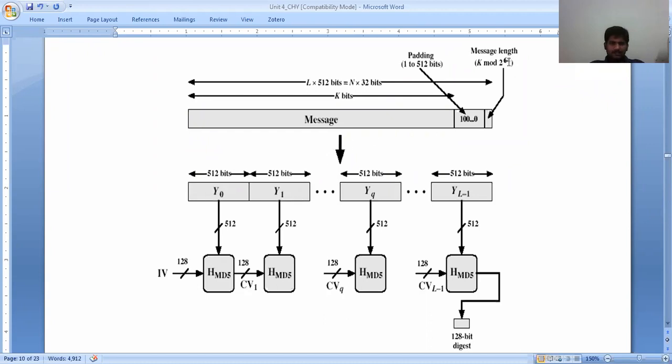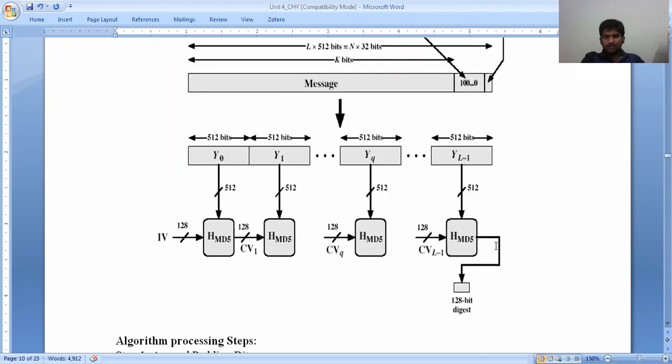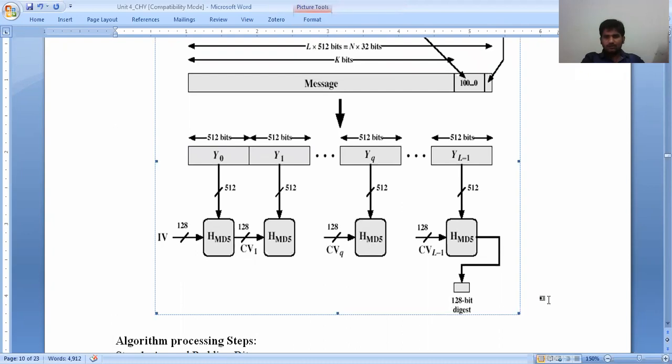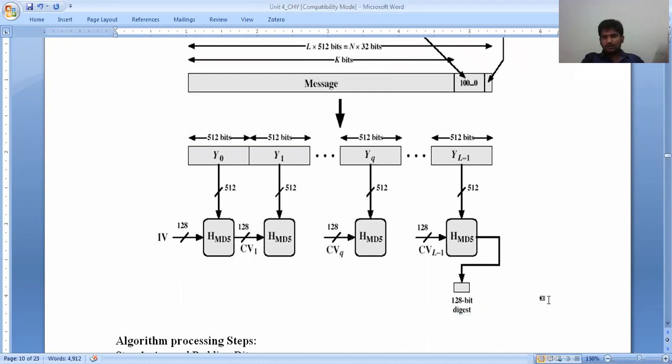Generally, once we send any message through a network, the message header, message information, and checksum, everything is added. That is the information here. Then we have 512 bits. It is divided into different fixed-size messages of 128 bits. Then finally we get a 128-bit digest.